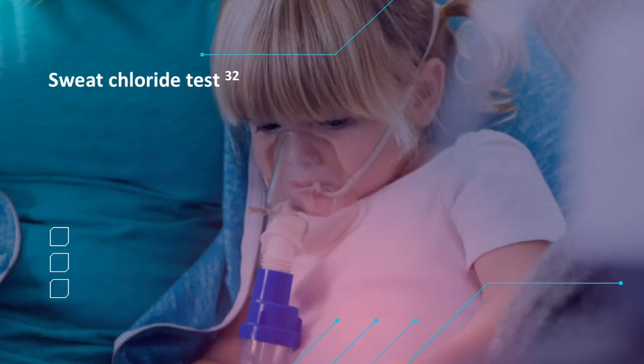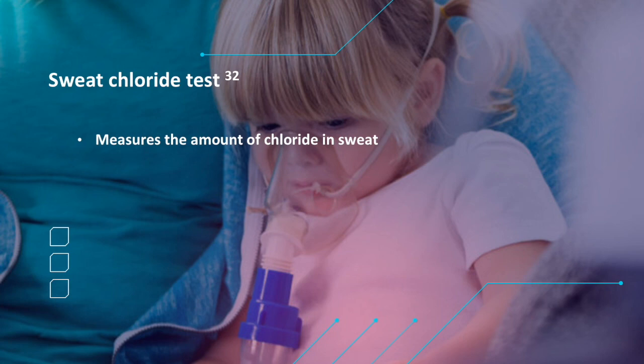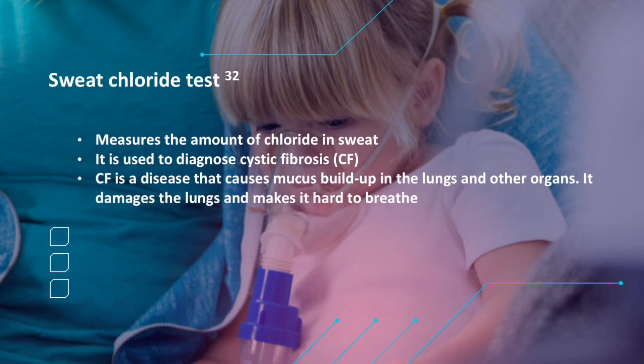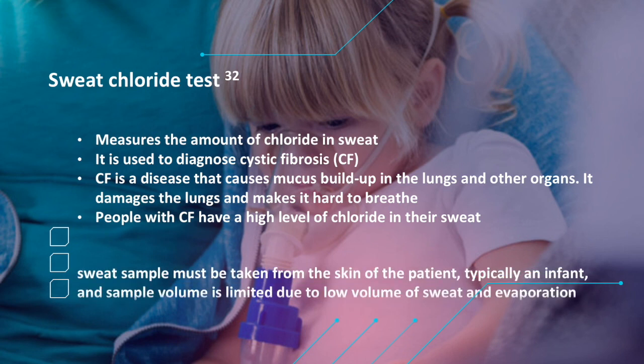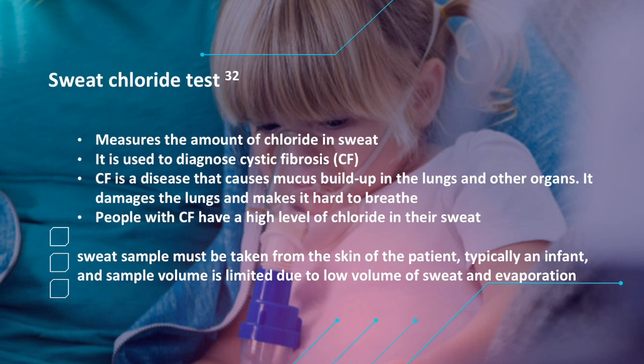We move on to the final test covered in this presentation, which is the sweat chloride test. Basically, this test, as the name indicates, measures the amount of chloride in the sweat. It is used to diagnose cystic fibrosis, which is a disease that causes mucus buildup in the lungs and other organs. It damages the lungs and makes it hard to breathe. People with cystic fibrosis have a high level of chloride in their sweat, and sweat samples must be taken from the skin of the patient, typically an infant, and sample volume is usually limited due to the low volume of sweat and evaporation. For that reason, microfluidics can have a great potential in this field.